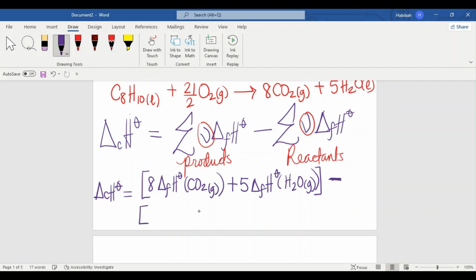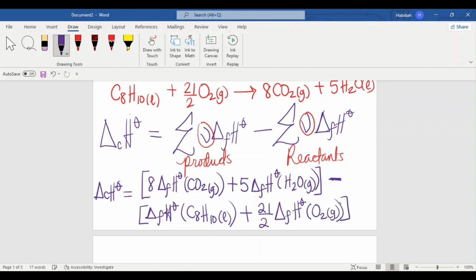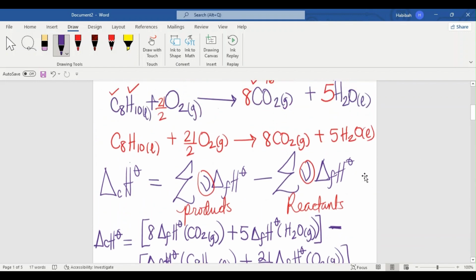Then you say minus, and we're going to do the one for the reactants. So that would be the enthalpy of formation of C8H10, liquid, plus 21 over 2 is going to be brought forward, and then, of course, the standard enthalpy of formation of O2 gas. So this is basically how it's done. This is how you write out the structure of this part. It is very, if not the most, important part of the question.